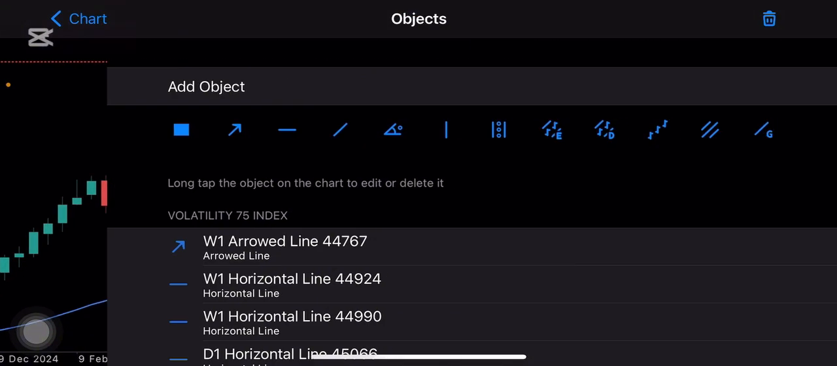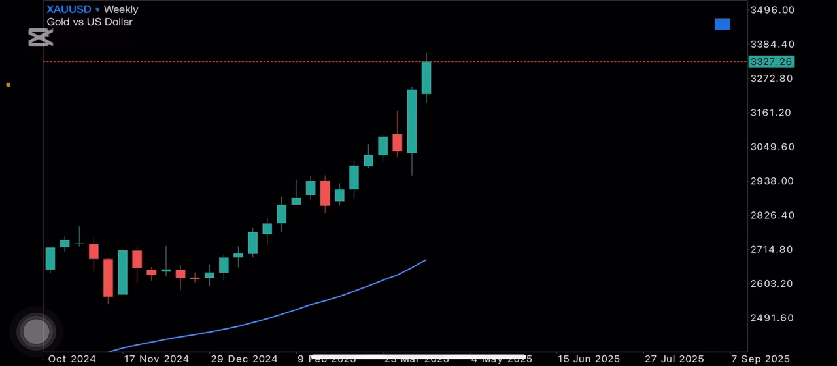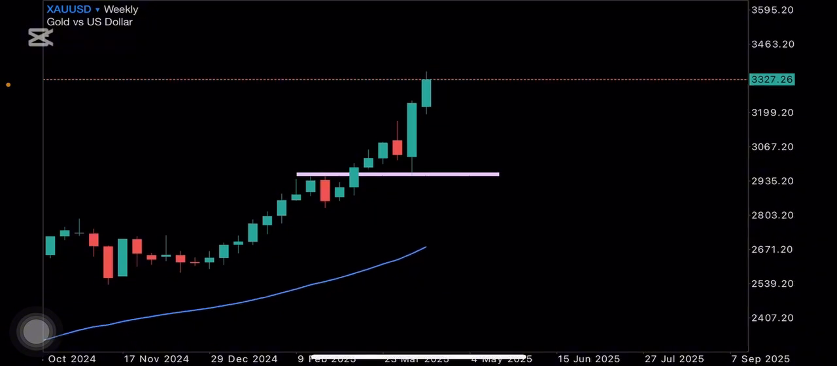Now we are using our rectangular tool. This is a low we should start with. Okay, so very simple. It's nothing complicated there. You can also mark the high. Now in this case, there is no high to mark. The gold is at all-time high, so there is actually no high to mark. But we can mark this week, right? Let's just mark the week.